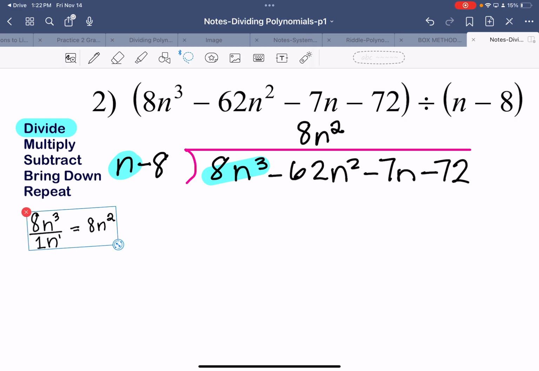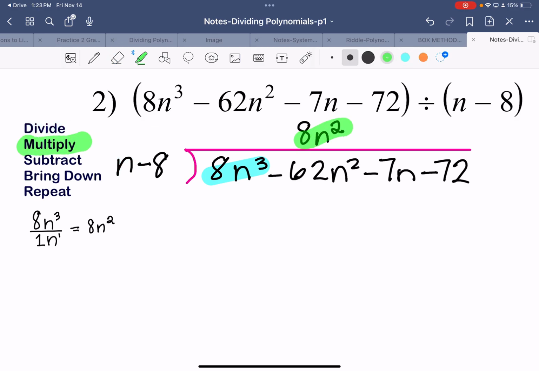Okay, so now that I've divided, I'm going to multiply. And we have 8n squared times n. That should give me the same thing that I started with here. Now we're going to multiply 8n squared times negative 8. We get negative 64n squared.